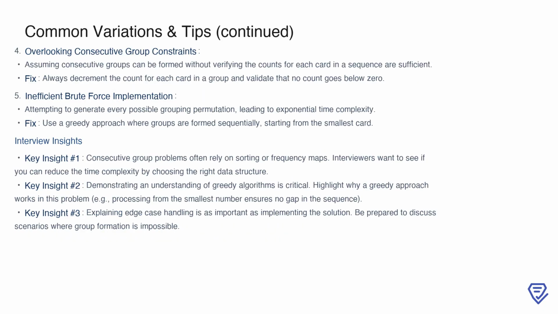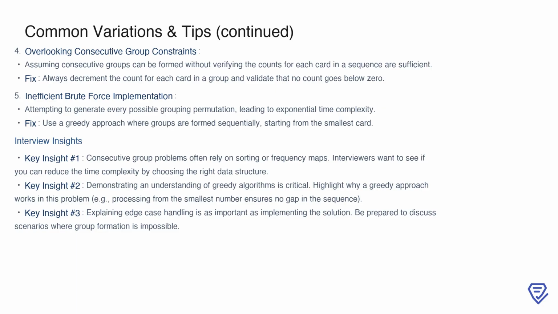Now, another common pitfall is overlooking the consecutive group constraints. It's not enough to assume you can form groups, you need to verify that the count for each card in a sequence is sufficient. For example, if you're forming a group of size 3, you must decrement the count for each card and ensure no count drops below 0. Missing this validation can lead to incorrect solutions.